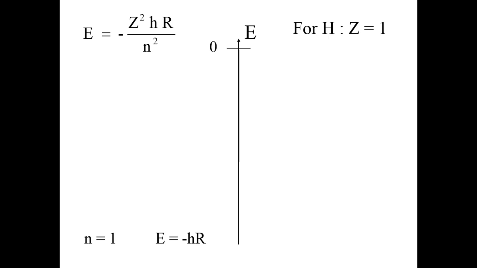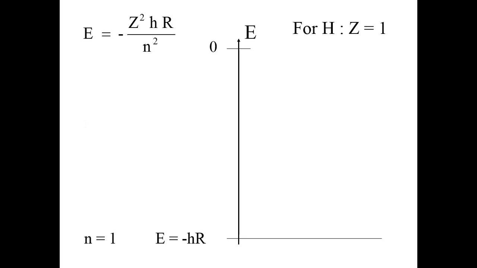Let's evaluate the energies for hydrogen. There is one proton in the nucleus, so Z equals 1 for hydrogen. Ground state, or lowest energy state, will occur when n equals 1. If both Z and n are 1, the energy will be negative H R sub H. We can plot this on a one-dimensional energy scale, where 0 energy is at the top. The energy of the n equals 1 ground state is then at the bottom.